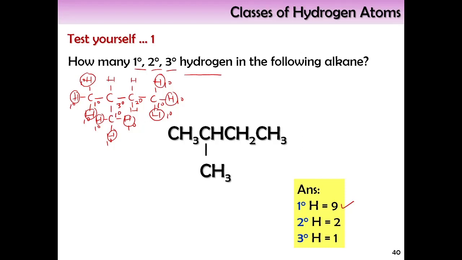Okay, so next one is tertiary. Tertiary how many? So only 1 hydrogen. Okay, correct. Secondary 2. Okay, this one secondary. Why is it secondary hydrogen? Because this hydrogen is attached to carbon that is secondary. So there are 2. Okay, so this one is quite easy for you to understand.